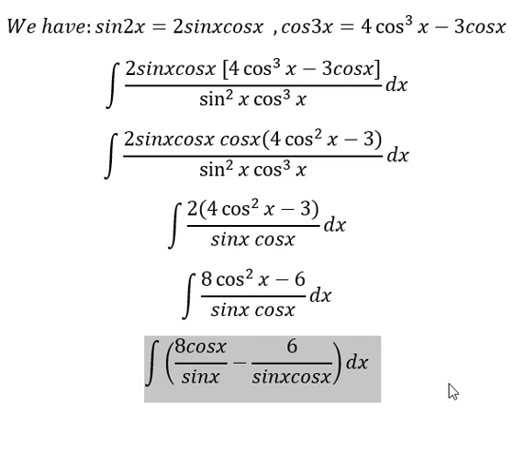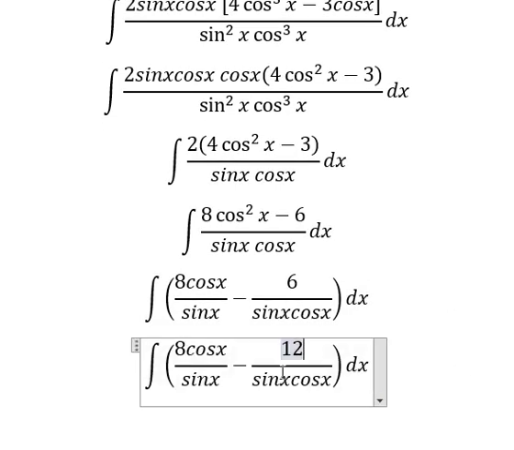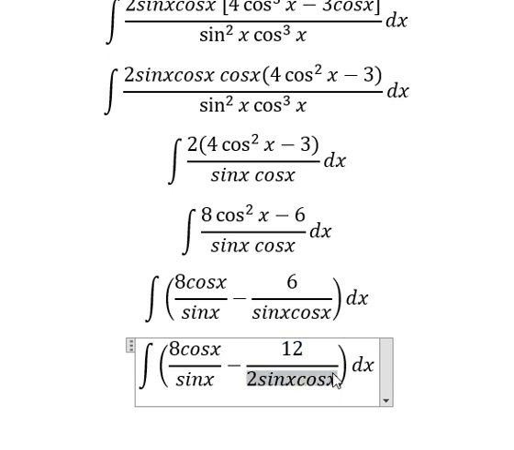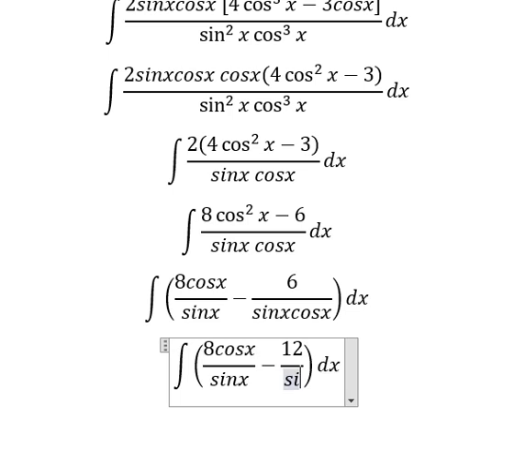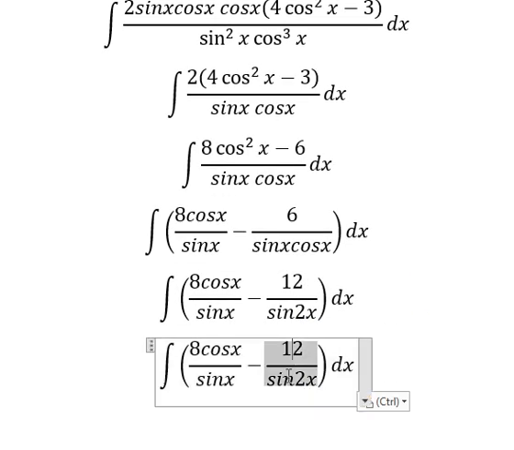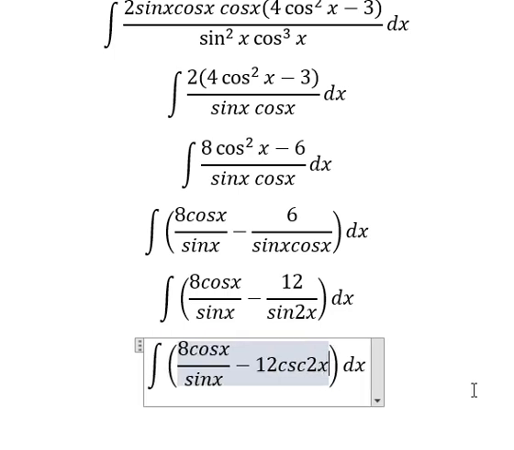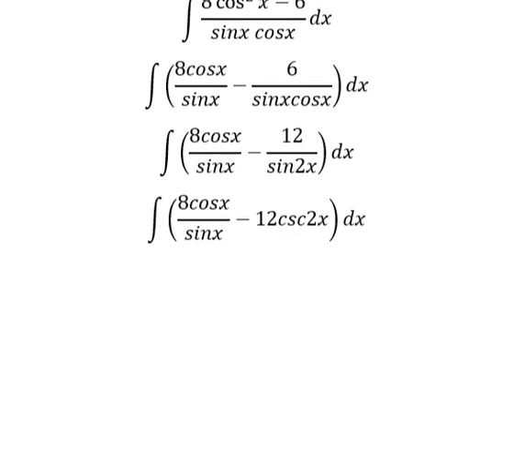Now we multiply by number 2 on the numerator and denominator. So this one we need to transform into sin 2x. So this one we have 12 csc 2x. And now the integration of cos x over sin x is 8 ln of the absolute value of sin x.